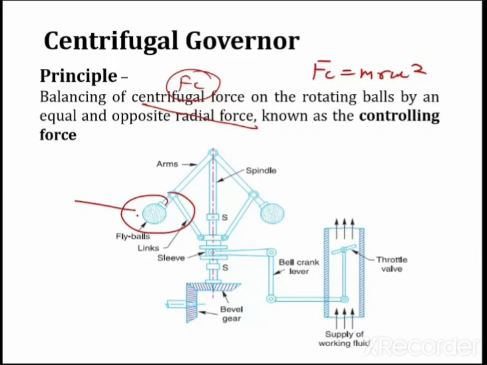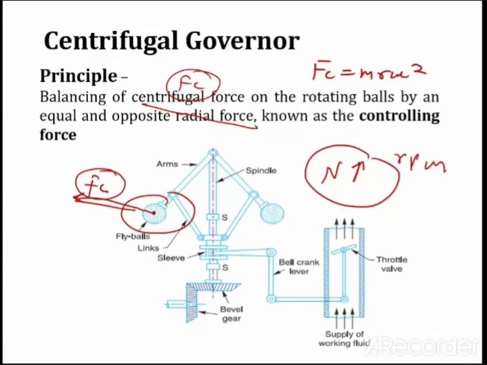Let us say this is the center point, and this is the Fc. What is this Fc? Fc is the centrifugal force, which acts away from the center of rotation of the fly ball. As the speed goes on increasing, that is, as N, which is the RPM, goes on increasing, this centrifugal force, m r omega squared, will also go on increasing, right?